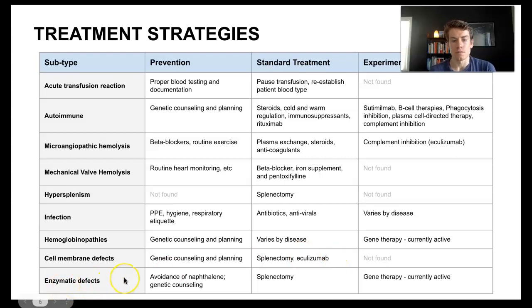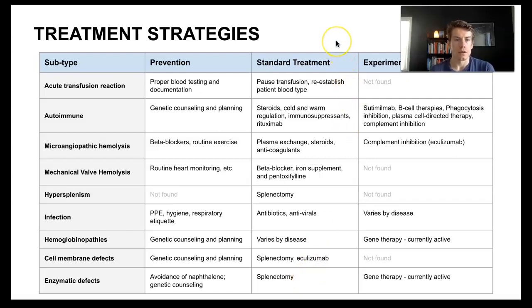Enzymatic defects, so that G6P disorder that we talked about. For prevention, and this is actually an epigenetic component that was kind of unique to this one, is avoiding naphthalene, which is kind of a rare chemical anyway, but it is something that can promote the expression of this disorder at the gene level, or at least studies have shown that. And so this is certainly an epigenetic factor. You want to avoid this if you're at risk for having this disorder. Standard treatment, though, for something like this would be a splenectomy.